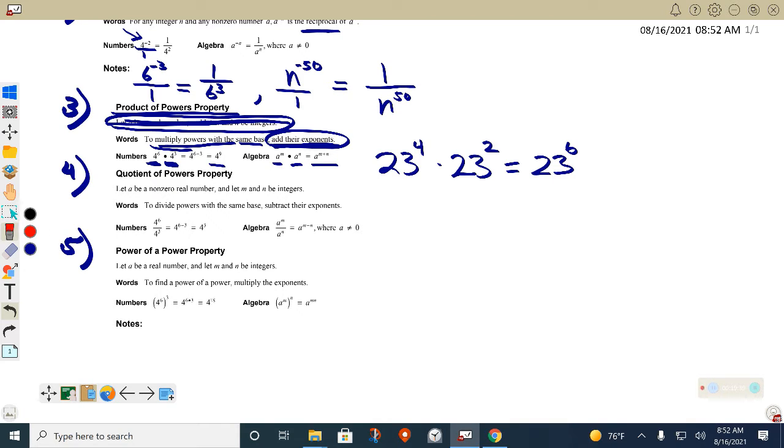Let me give you one with variables. How about q to the 7th times q to the 8th? Again, just find any space in your notes to write these examples down. That's going to be q to the 15th.